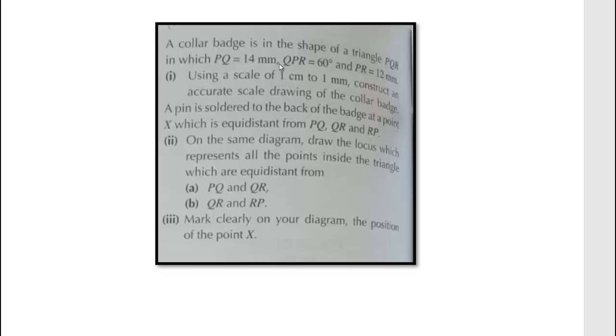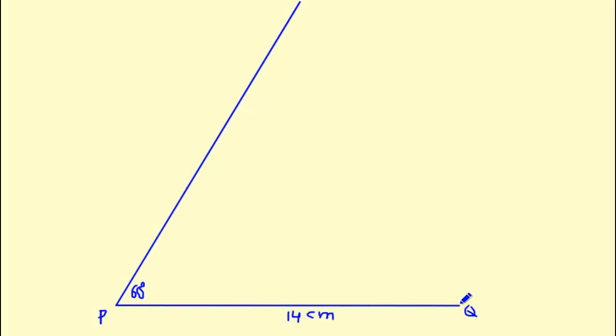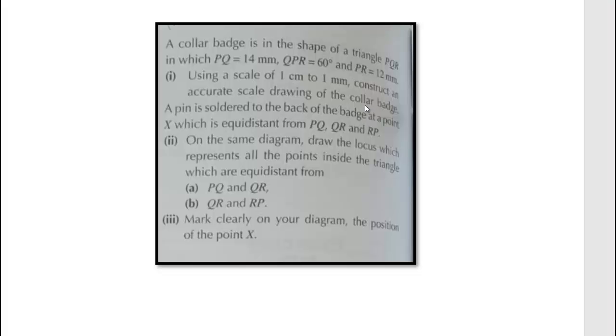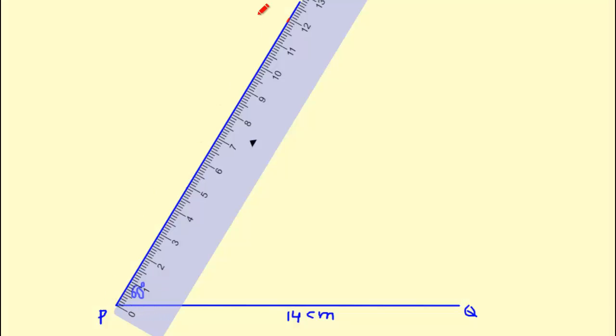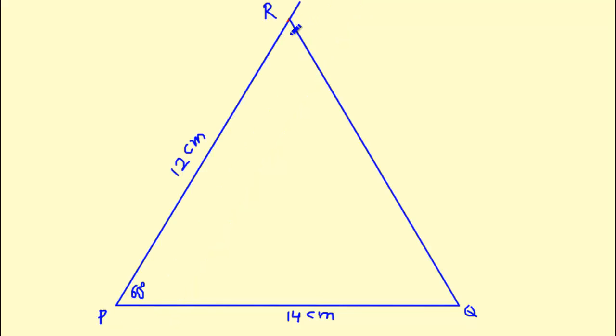Angle QPR is 60 degrees. R is somewhere on this line, at 60 degrees. And the line PR is 12 mm and according to the scale, it is 12 cm. So the line from here to this red mark will be 12 cm. And this is point R, and this is the required triangle.